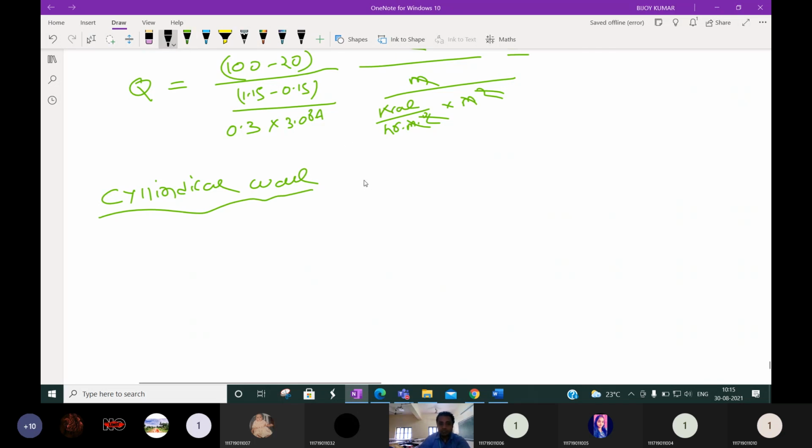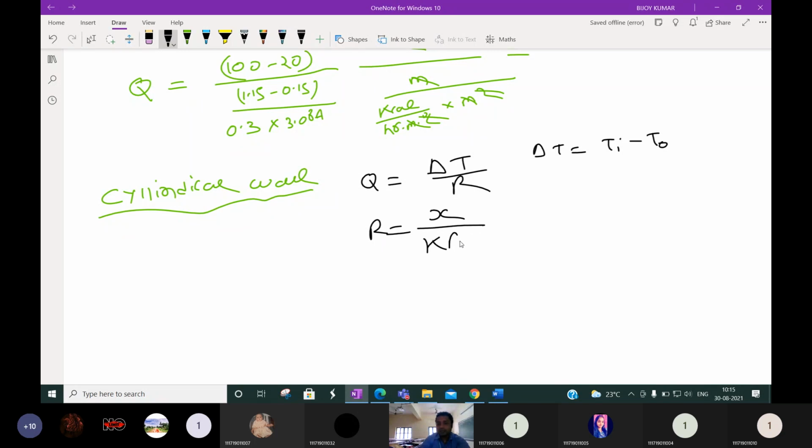The value Q is nothing but delta T by R, where delta T is the surface temperature difference and R is the resistance, that is X by K ALM, where X is the thickness, that is the outer minus inside radius, and ALM is nothing but 2 pi RLM into L. Here ALM is the logarithmic area, and RLM is the logarithmic radius, equal to what?